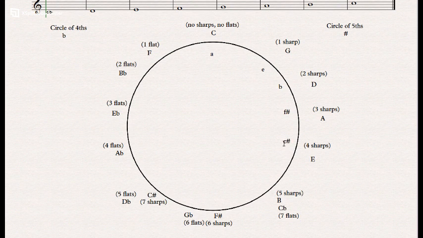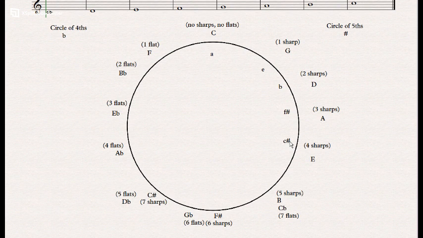C sharp. So E is the major, C sharp is the relative minor of E major. They both have 4 sharps in their scale, the same 4 sharps. And then here, yes, we get into those crossings again, those enharmonics.